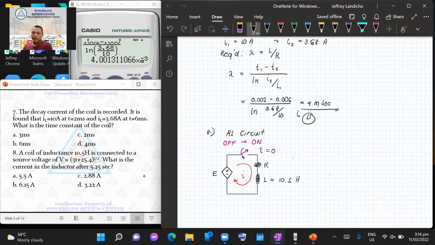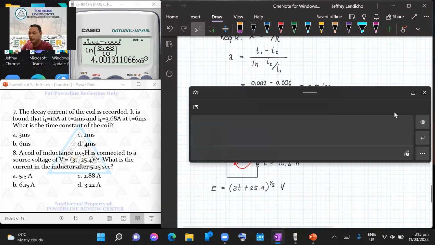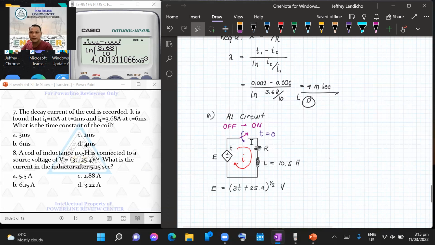So in this case, our source voltage E is a dependent voltage source. Nakadependent siya kanino? Kay time. So the given source voltage E here is equal to the quantity 3t plus 25.4 raised to 1/2 volts. So that would be the value of our source voltage. Its value is dependent with respect to the time elapsed, kung gaano ba katagal naka-close yung ating switch.